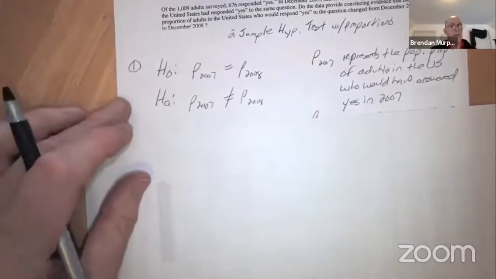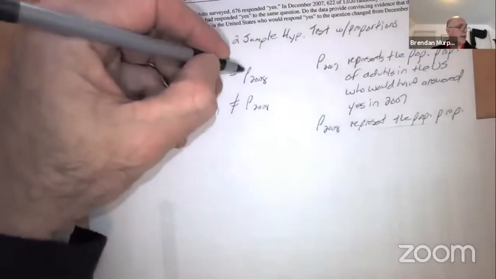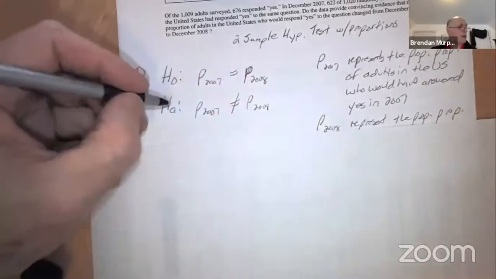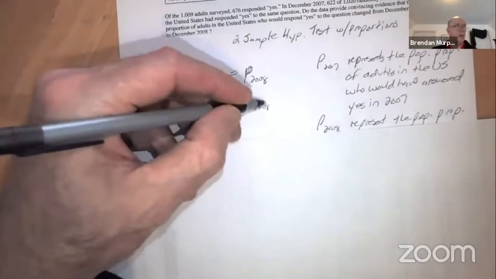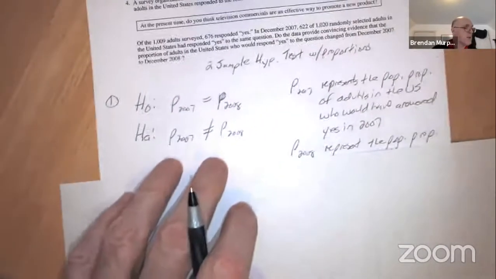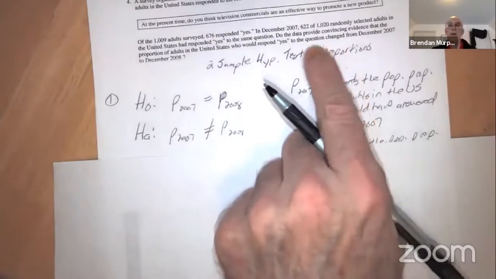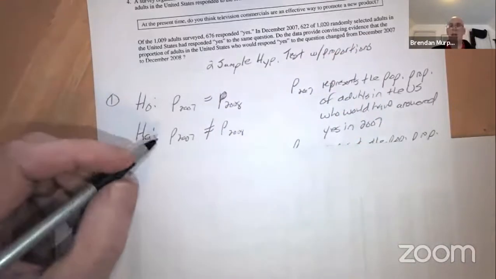So again, first thing I want to do is my null and alternative. So I said P of 2007 equals P of 2008. So those 2 years, the population proportions were the same. My alternative was P of 2007 is not equal to P of 2008. And I think I got that right up here where it said changed. It didn't say greater than, it didn't say less than or anything. It just said, is there a difference? Did it change?